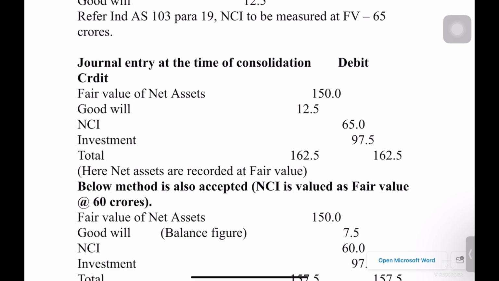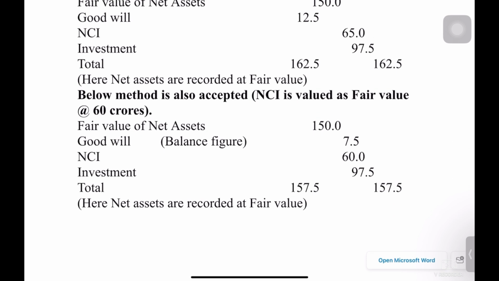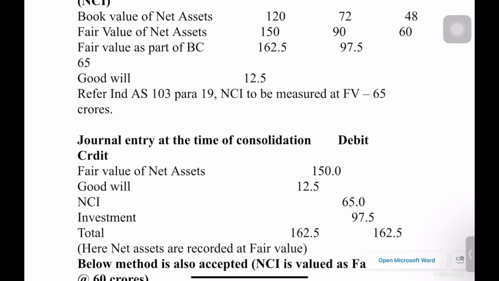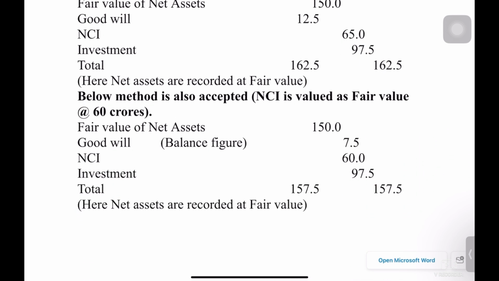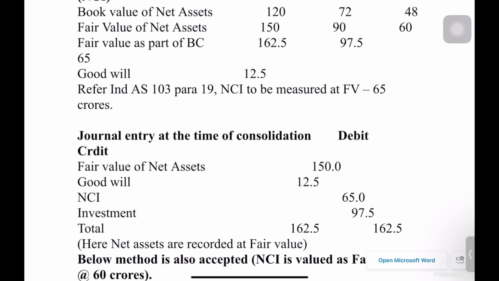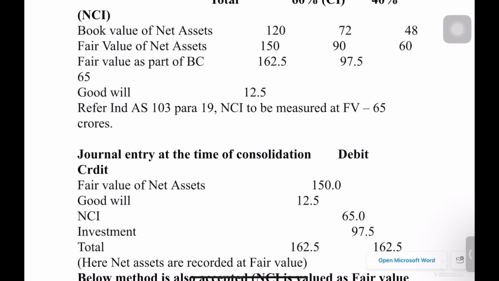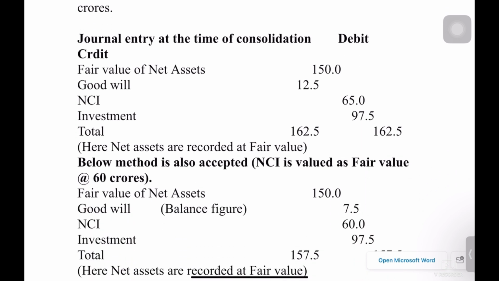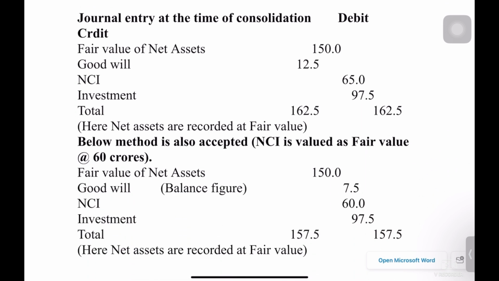Okay, but we also have another method that is stated as part of Ind AS 103 para 19. There, the non-controllable interest can also be valued at fair value. So there you can see there are two fair values. One, the fair value as estimated by the acquiree, and second, the fair value as estimated by the acquirer. So we have the option. We can account for the non-controllable interest either at the fair value as measured by the acquirer or as measured by the acquiree. That's up to the option of the acquirer.